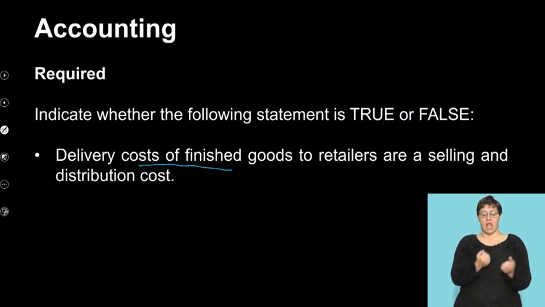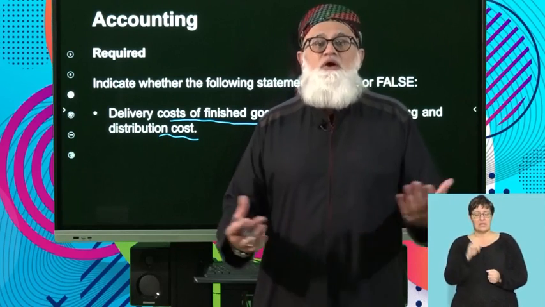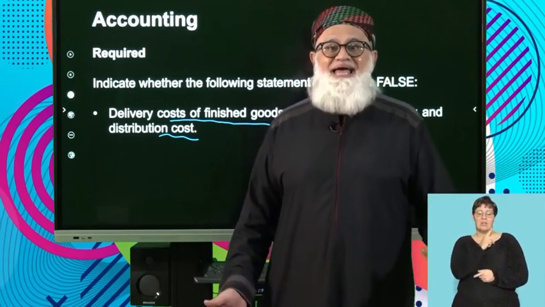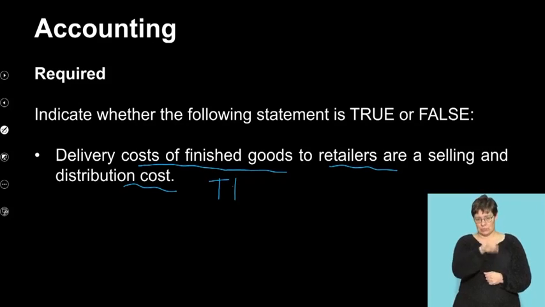Okay, next one. Delivery costs of finished goods to retailers are selling and distribution cost. Delivery cost of what? Finished goods certainly would form part of your selling and distribution cost. So obviously this one will be true.